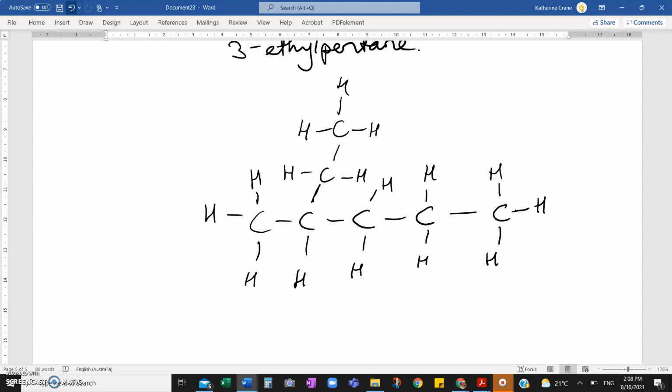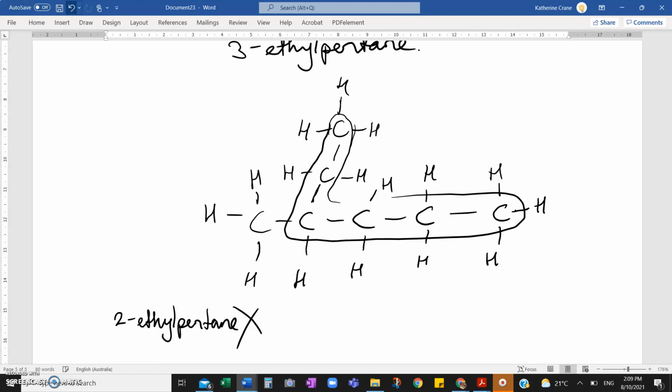So on here, I have 1, 2, 3, 4, 5 along the bottom. And you might think, okay, so it's pentane, ethyl group there, second carbon, 2-ethyl pentane. But it's not. 2-ethyl pentane is wrong. Why is that? Because the longest chain is not the pentane chain here. If you go from the carbon on the side, what we think is a side chain, along here, that is the longest chain, and that has 6 carbons in it.